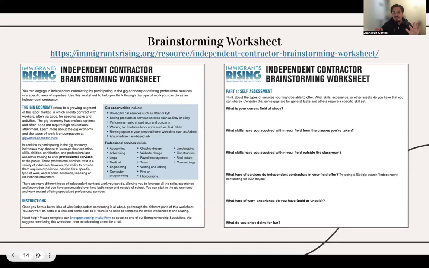If that doesn't look enticing to you, Immigrants Rising also has a brainstorming worksheet. I have a couple of screenshots here of that information. And it's a 4 or 5 page worksheet which basically asks you the right questions, right? Like, what field are you trying to get into? What are some of the passions that you have? What are some of the skills?